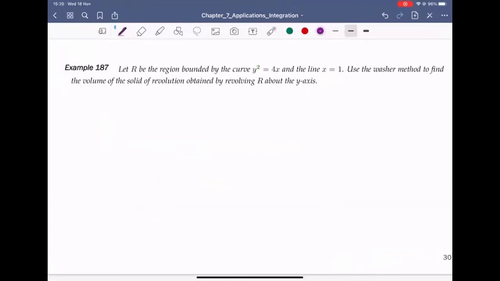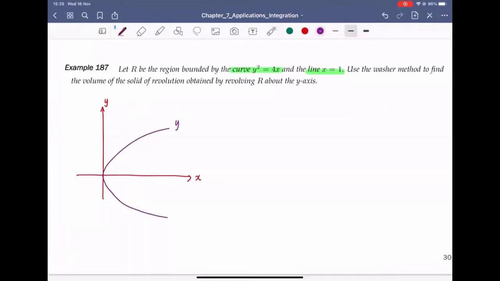Again, the hardest part of this chapter is that you have to figure out the picture first. So example 187: I have the region bounded by the curve here and the line here. This is pretty easy, because we know y equal to x squared is a parabola. But y squared equal to 4x is a parabola again, just with a different axis.